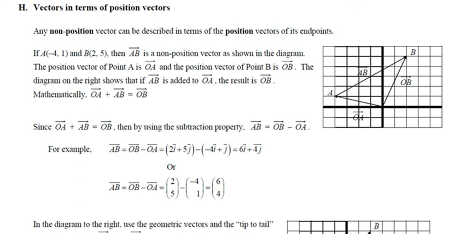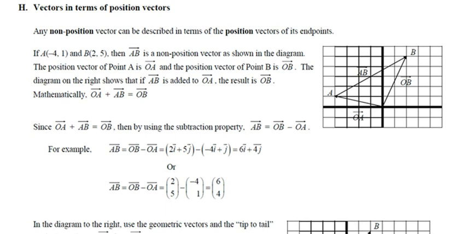Vectors in terms of position vectors. Any non-position vector can be described in terms of the position vectors of its endpoints. So for example, if we have a vector going from point A to B, which is (-4, 1) to (2, 5), then AB is a non-position vector, right? Where does a position vector have to start? Origin, right? So this vector does not start at the origin. It is a non-position vector. The position vector of point A is OA. The position vector of point B is OB.